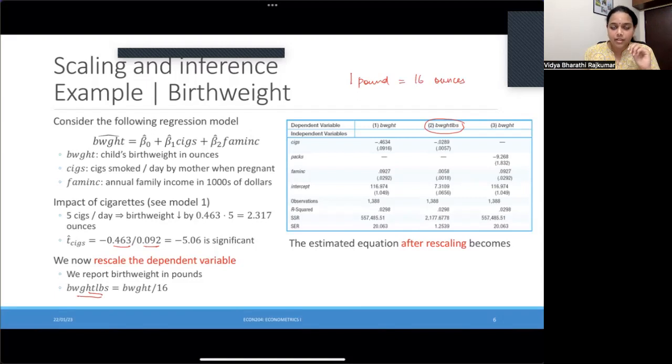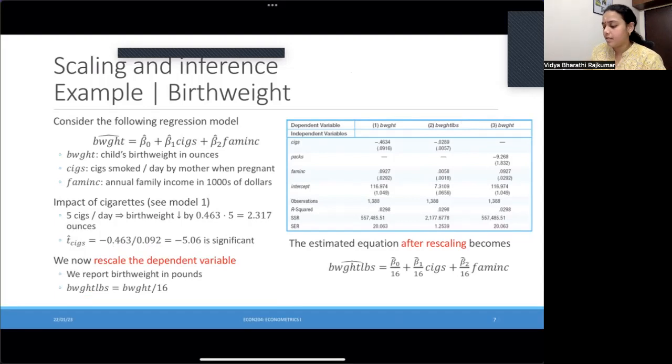Now, when your y variable changes and you estimate the regression, remember every single coefficient in the regression is going to change in the same way as the y variable. So effectively, the estimated equation after rescaling becomes this. Birth weight in pounds is just birth weight in ounces divided by 16. And you notice that beta 0 hat, beta 1 hat, and beta 2 hat are all being multiplied by 1 over 16. And let's see how that looks in the results.